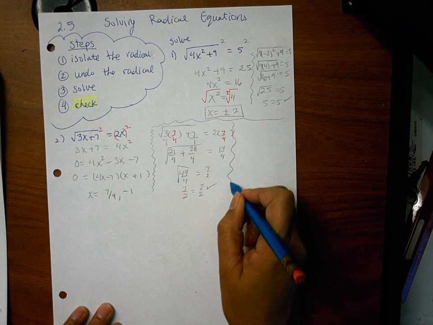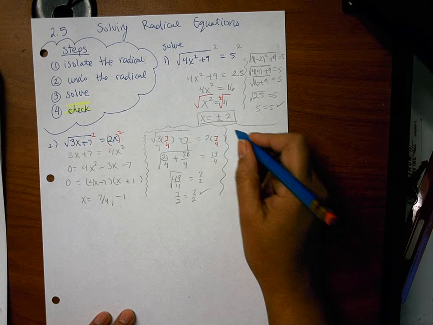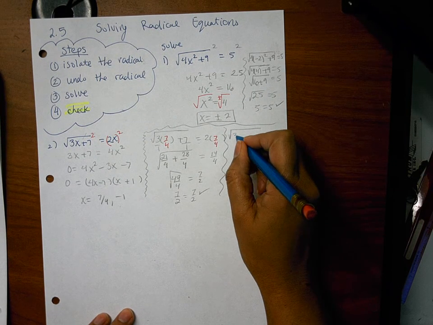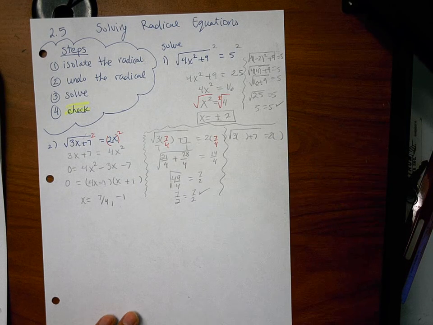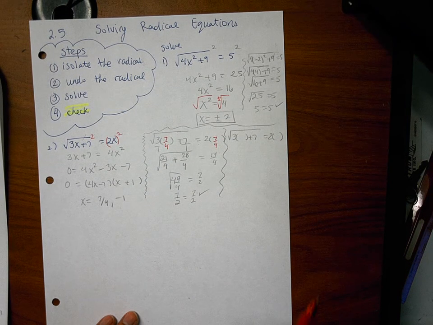Okay, we're going to check the next one. I'm going to squeeze it in over here. This time I'm trying the negative 1. Square root of 3 times blank plus 7 equals 2 times blank. Again, always into the original problem.